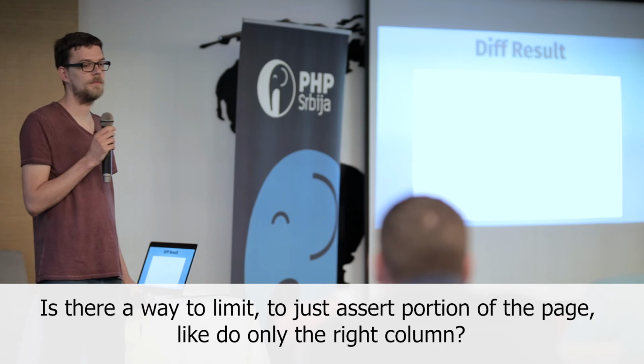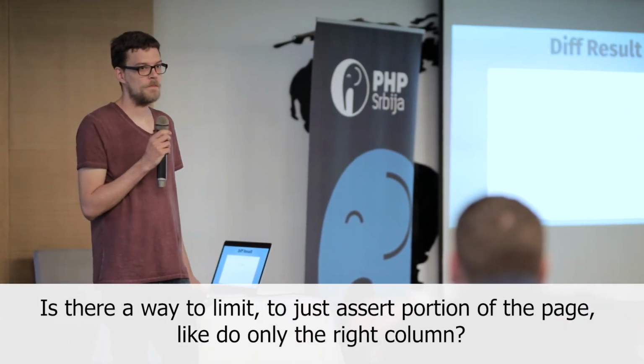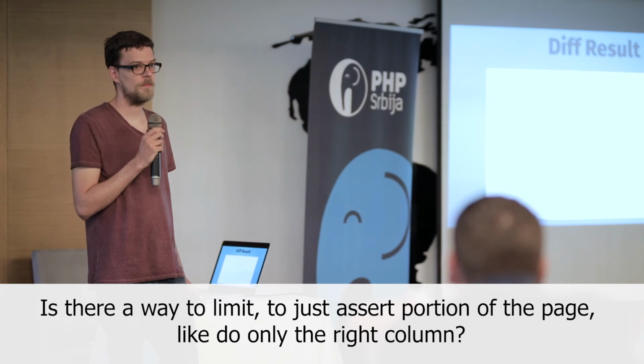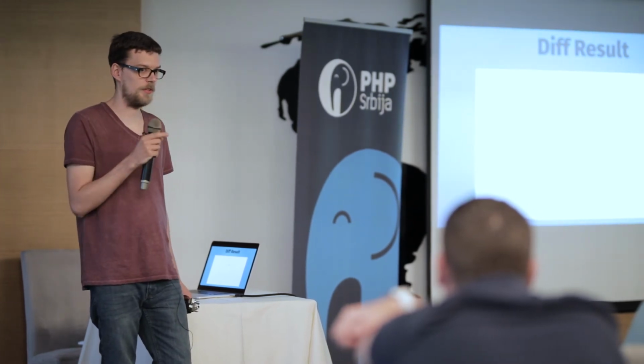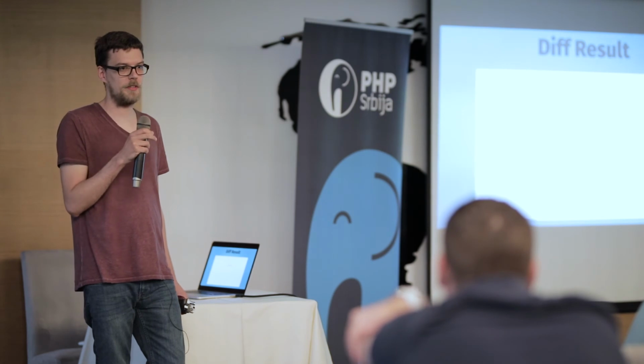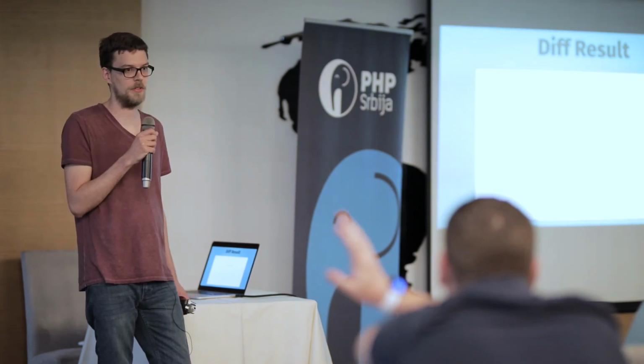Is there a way to limit it to just a certain portion of the page? Like, do only the right hand column? No, not at the moment. It takes a screenshot from the browser in the specific resolution. With Laravel Dusk, you could scroll to a specific point on your page and then take a screenshot, but it will still be in this resolution.